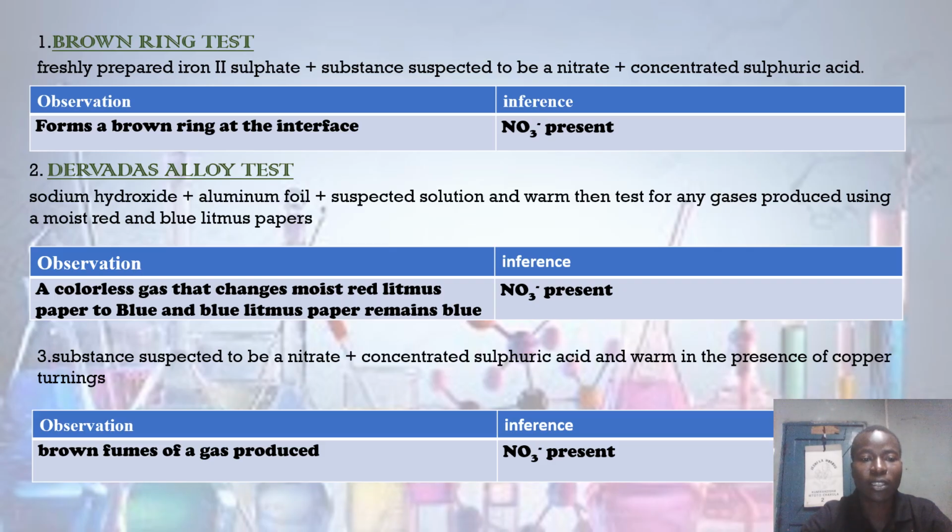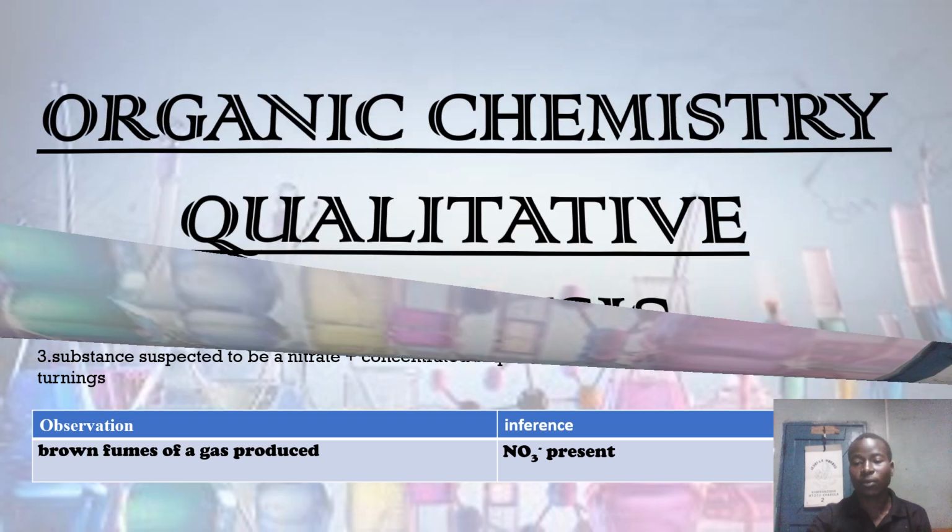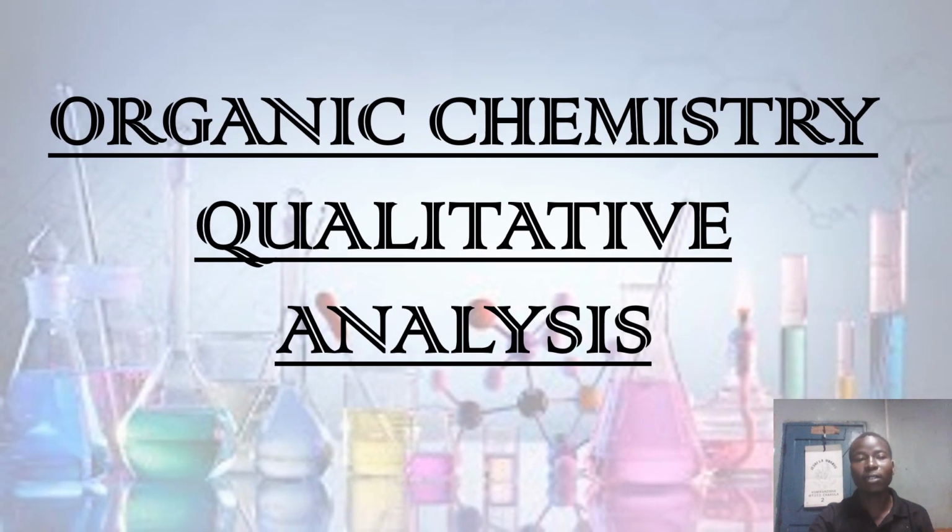That brings us to the end of the qualitative analysis of inorganic chemistry. We have looked at the tests for the anions, and we have also looked at the tests for the cations. So now, allow me to look at the organic chemistry, or the qualitative analysis of organic compounds. So we are moving on to organic chemistry.